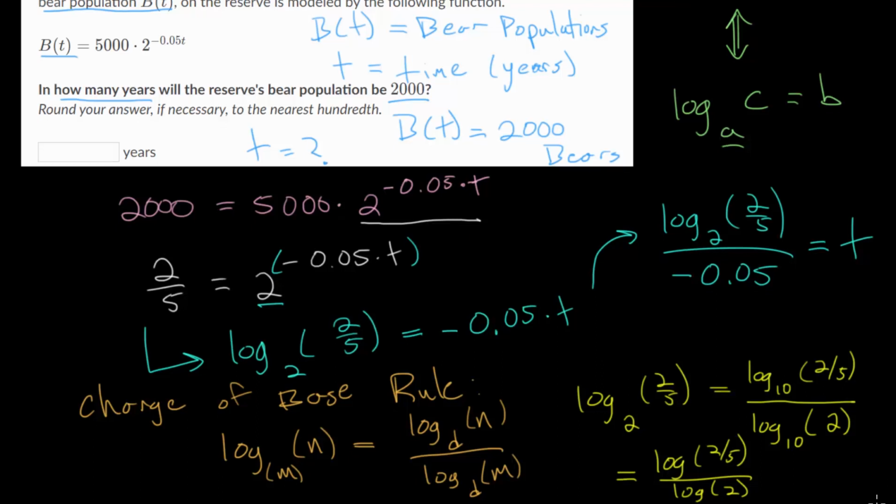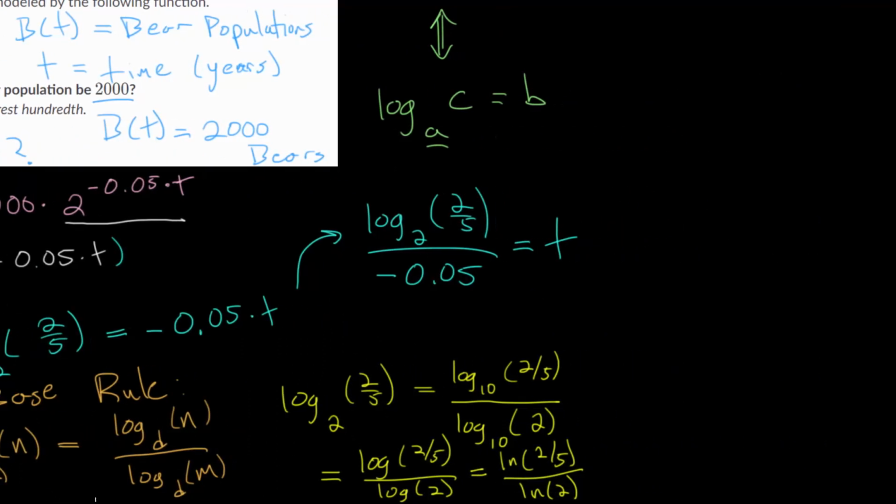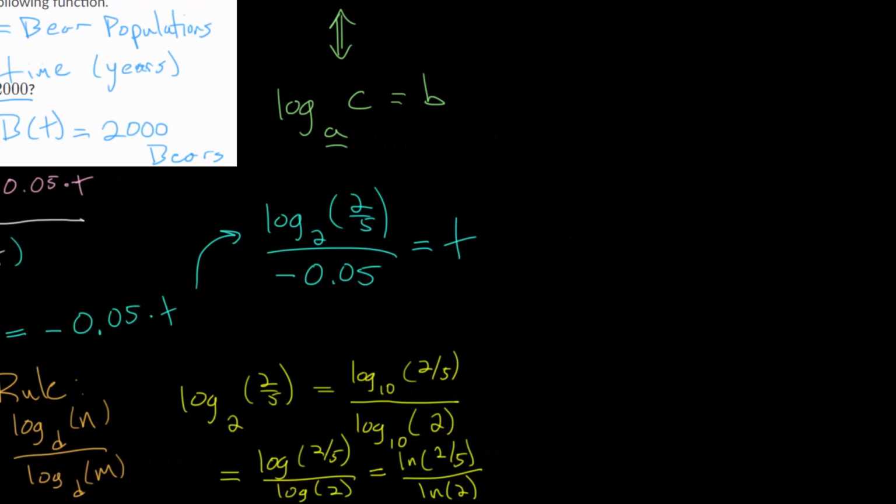And we could also use the natural log, since we often have that button as well if we have the common log button. So we could write this as the natural log of 2/5 divided by the natural log of 2. And if you plug both these into the calculator, you will see that you do get back the exact same number. So we'll have to use this rule here. And like I said, let's just use the common log. So this will be equal to log base 10 of 2/5 divided by log base 10 of 2.